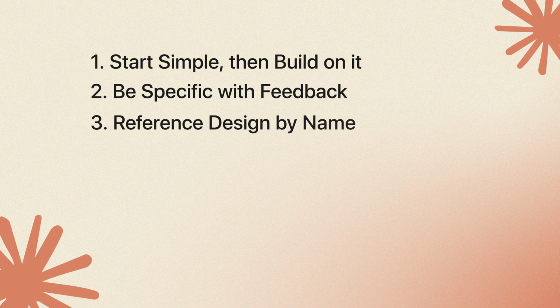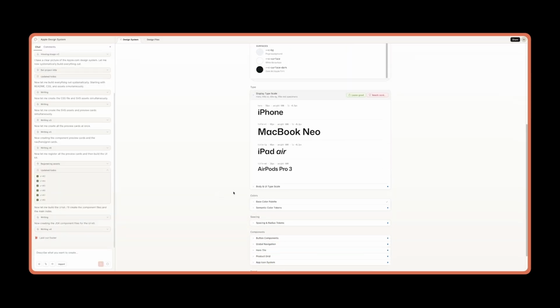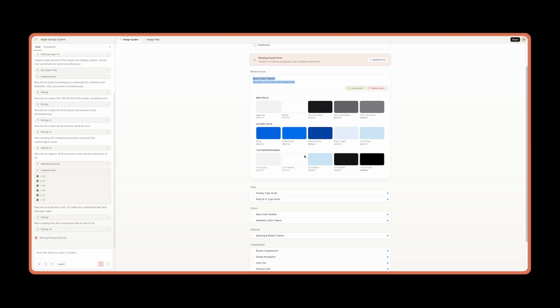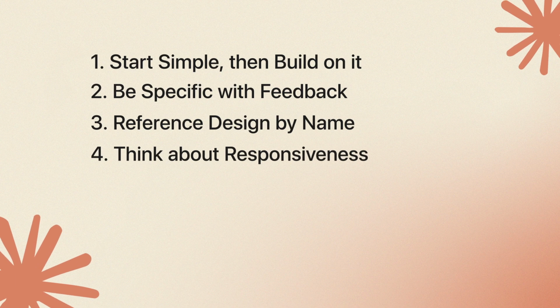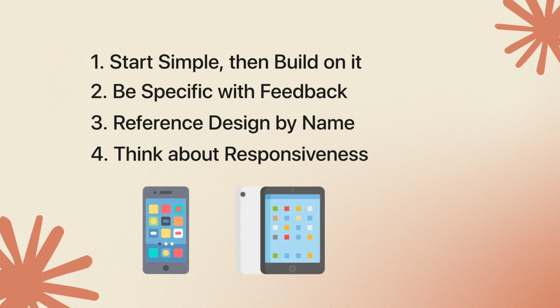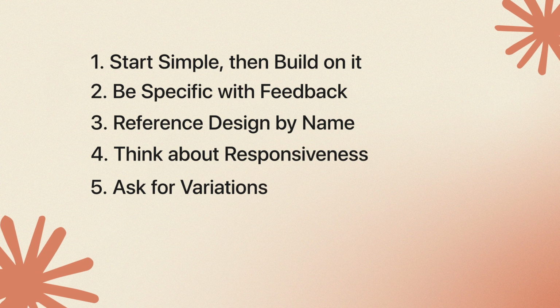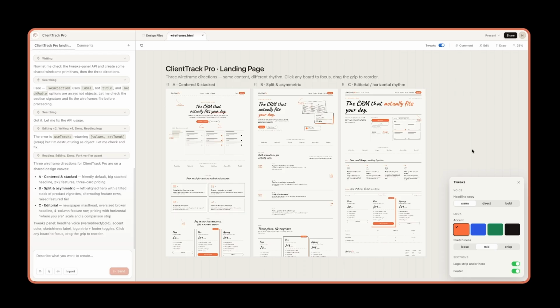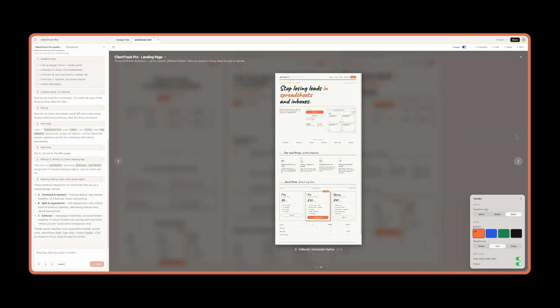Third, reference your design system by name. We literally built an Apple-inspired design system, and from that point, Claude knew exactly what fonts, colors, and components to use, without us repeating anything. Fourth, think about responsiveness. Right at the start of your prompt, mention whether you need mobile, tablet, or desktop design. Don't leave it for later. Fifth, ask for variations. Remember, Claude gave us three different wireframe directions from one single prompt. That's the power of asking for options instead of guessing.